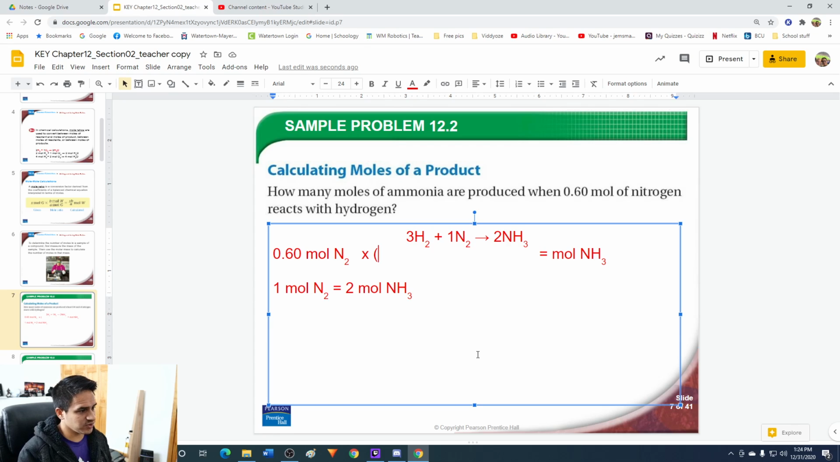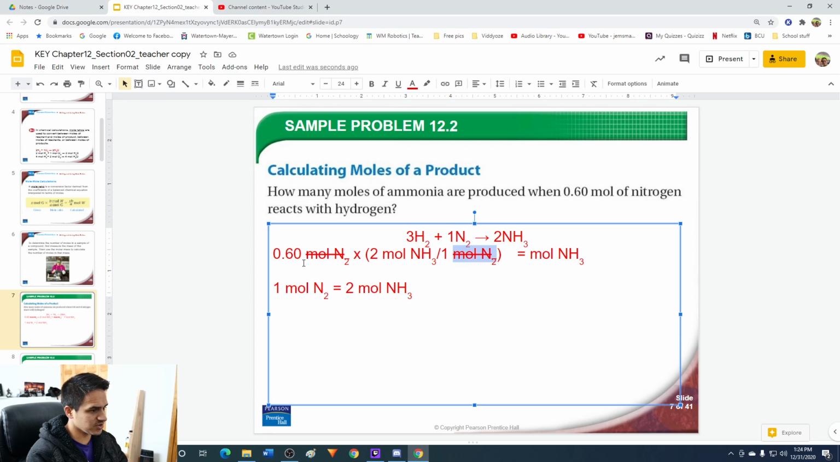So since we're starting with moles of N2, we want to have the 2 moles of NH3 on the top of our fraction. And we want to have the 1 mole of N2 on the bottom of our fraction, like this. So moles of N2 will cancel with moles of N2 in the conversion factor. And we're basically going to take 0.60 and multiply that by 2. And when we're done, we're going to have an answer that is in the units of moles of NH3. So do this on a calculator real quick. And I get 1.2 moles of NH3 will be produced.